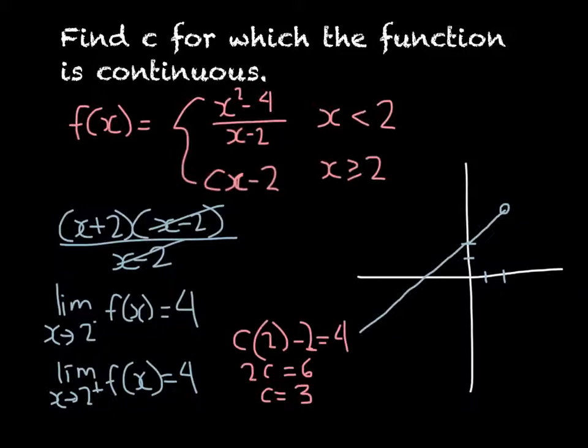Now, if we have c equals 3, that gives us 3x minus 2 for the second portion of our function definition. And so if we want to graph that out, we can see that at the point x equals 2, our function takes on the value 4. So now we can get rid of the hole, and it just continues on with a slope of 3.